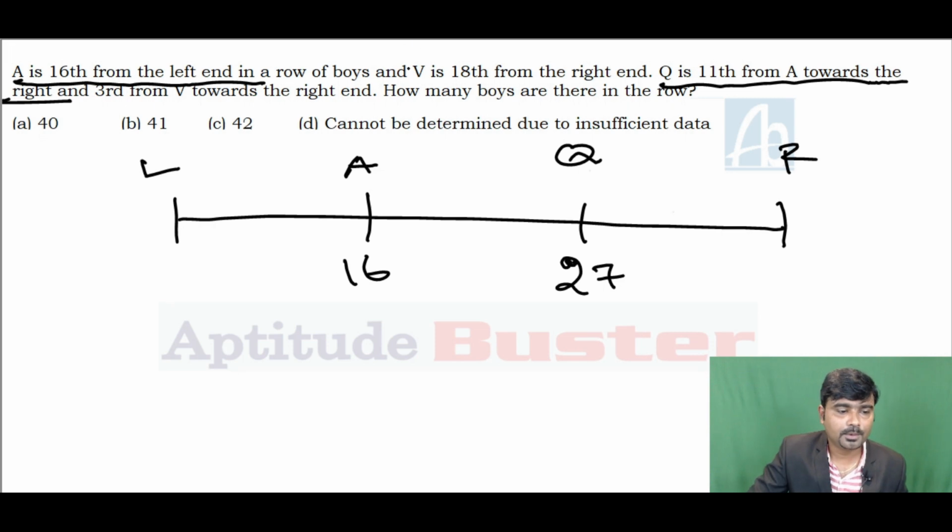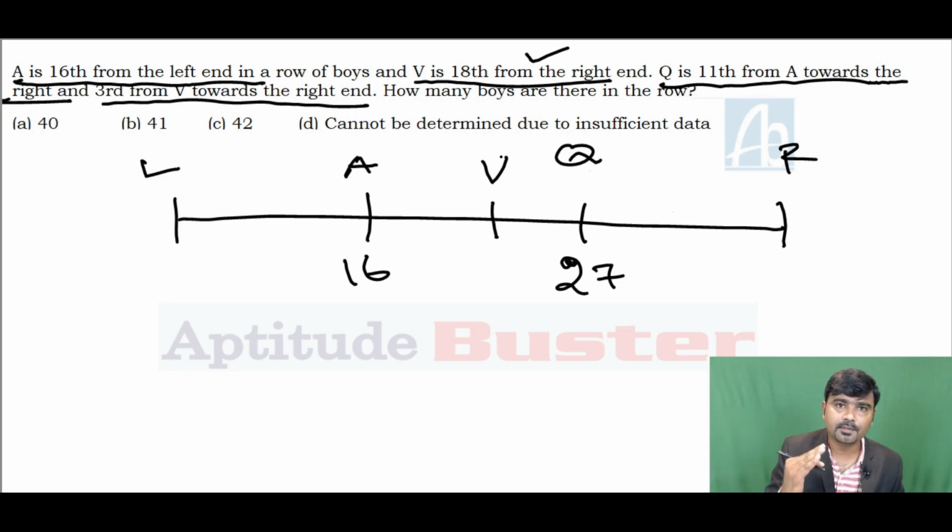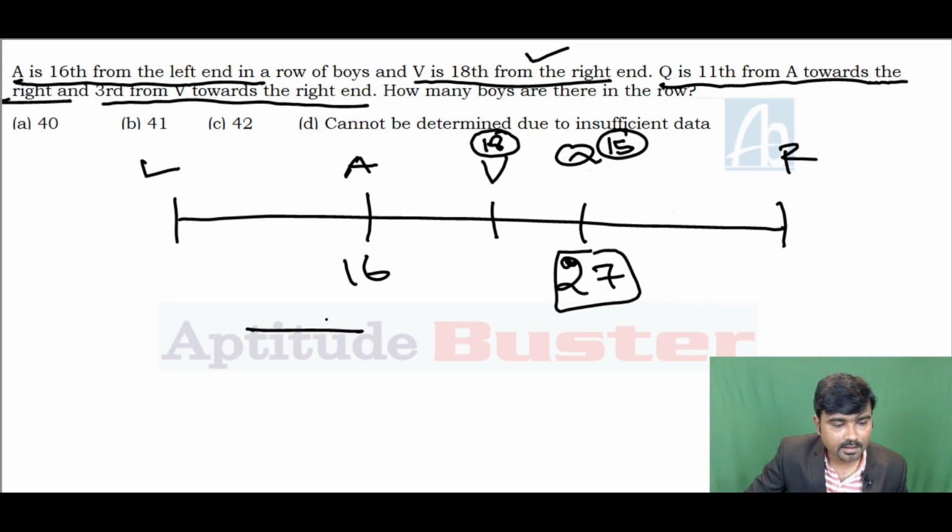Now come to B. B is 18th from right end. Okay, this one information, and one more information. Q is 3rd from B towards the right end. That means B should be in this place. Then only Q will be towards right to B. So 18th position from right end. B is 18th from right end means Q should be 15th from right end. Now here I have written 27 from left end.